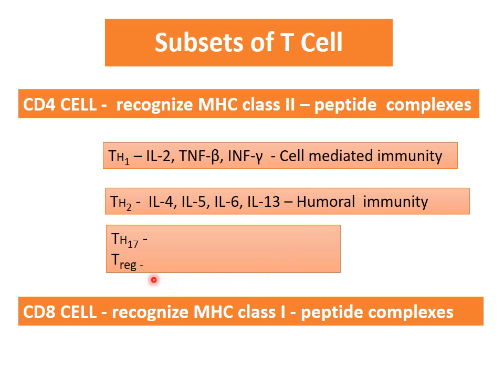Two important subsets are also there. TH17, which is important in leukocyte recruitment to the site of bacterial and fungal infection. TH17 cells also contribute to the pathogenesis of autoimmune diseases such as psoriasis, inflammatory bowel disease, rheumatoid arthritis and multiple sclerosis. The regulatory T cells are essential for preventing autoimmunity and allergic response.